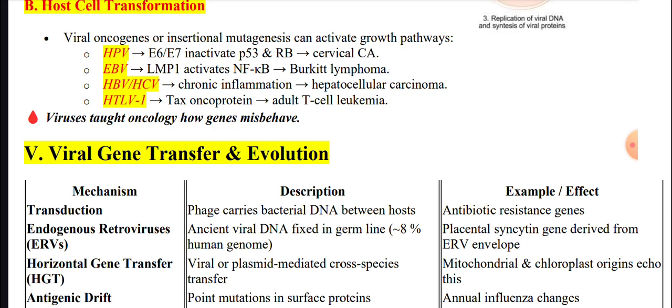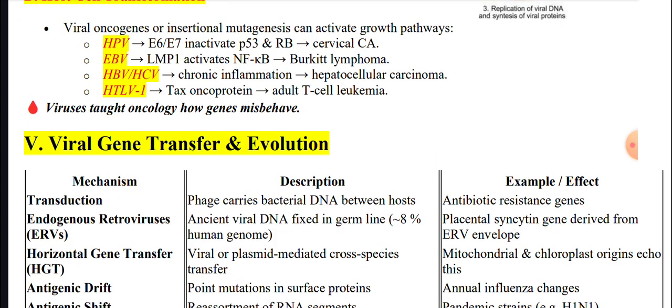So E6 and E7 are like targeted missiles against these guardians. Exactly. E6 targets P53 for destruction. E7 binds to and inactivates RB. By taking out both the emergency brake, P53, and the main cell cycle checkpoint, RB, HPV essentially forces the cell to keep dividing, even if its DNA is damaged and accumulating mutations. This uncontrolled proliferation is what leads to cervical cancer.